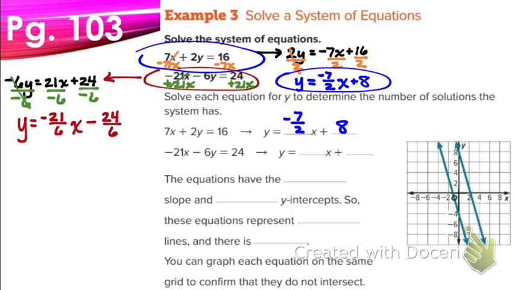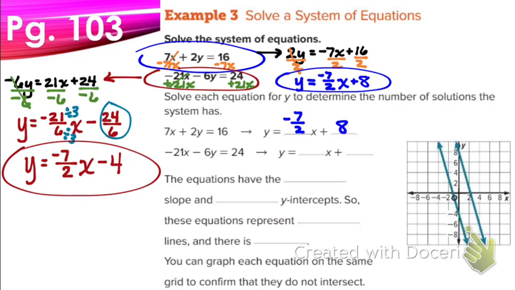21 over 6 I can reduce. What goes into both 21 and 6? 3 goes into both. So 21 divided by 3, I get a negative 7 here. 6 divided by 3, I get 2. Can I simplify this fraction back here at all? 24 divided by 6 gives me 4. So here's my second equation. Negative 7 over 2x plus negative 4. I want you guys to make a note real quick about this.